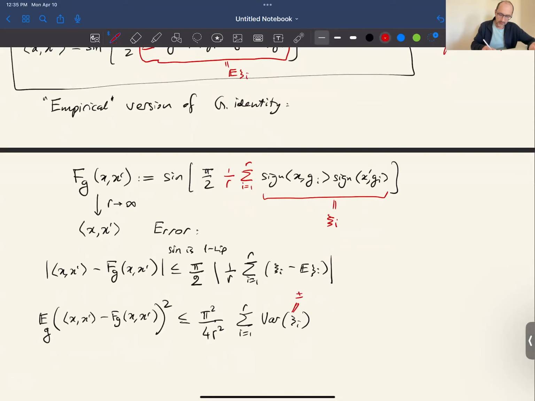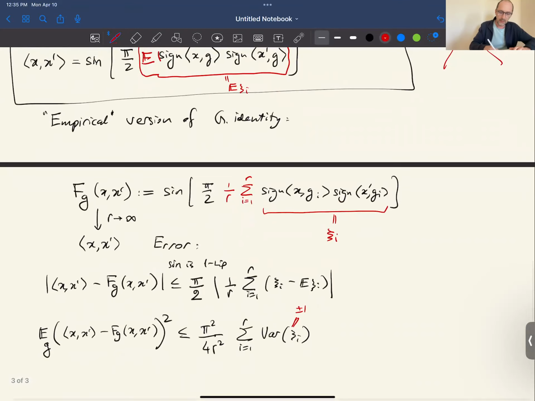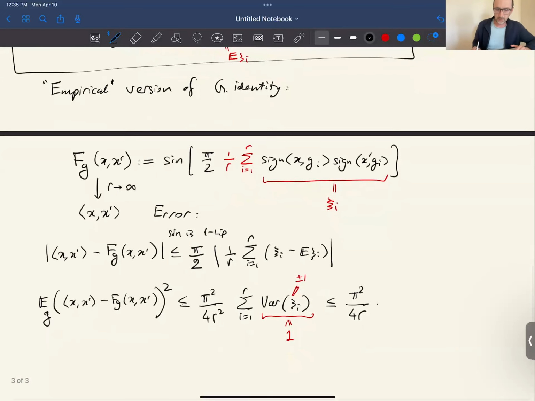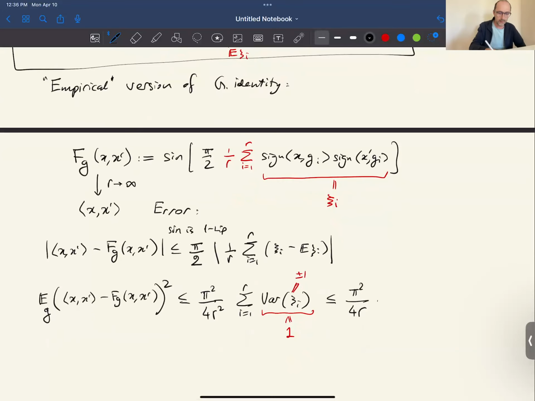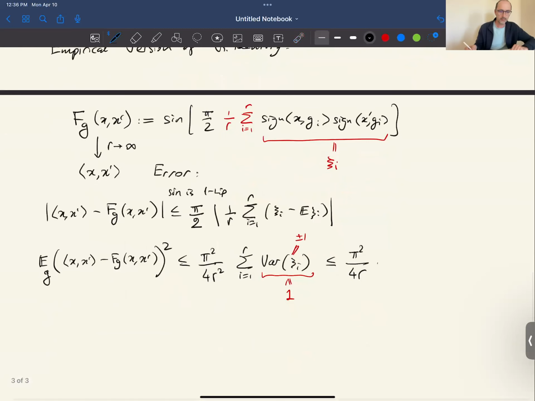Well, each X_i is plus or minus 1. That's how we define it. It's just a product of signs. And so the variance is then less than 1. And yeah, we got it: this is pi squared over 4r. Just as expected in the law of large numbers, the error should go down as 1 over root r for the sum of r independent random variables, and it does. Here's r, but it's squared. So it's a classical error decay in the law of large numbers. Perfect. Nothing new happened here.